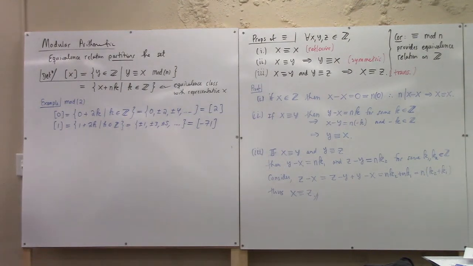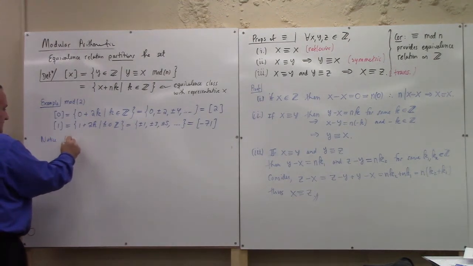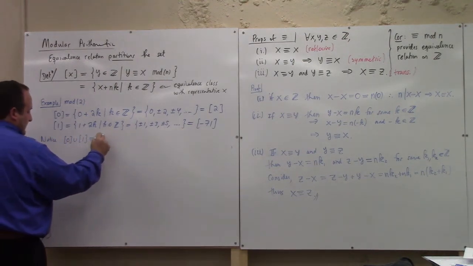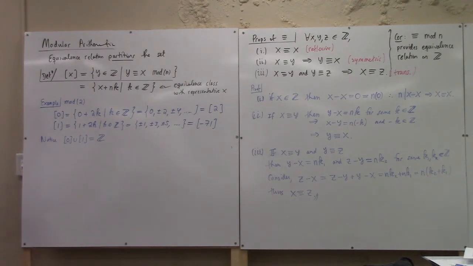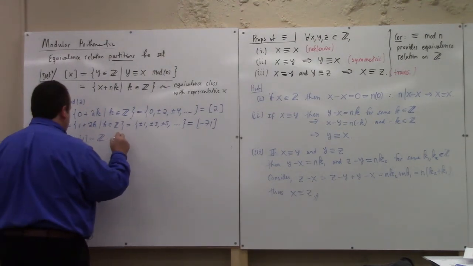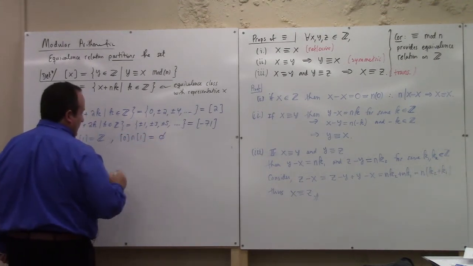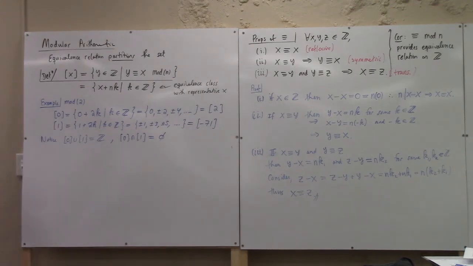Now notice that the union of these is the whole integers. Every integer is either even or odd. And what else can you say? The union of the sets forming the partition gives the whole thing, and also the intersection of these is the empty set. So a partition is a collection of disjoint sets whose union covers the whole of the set.